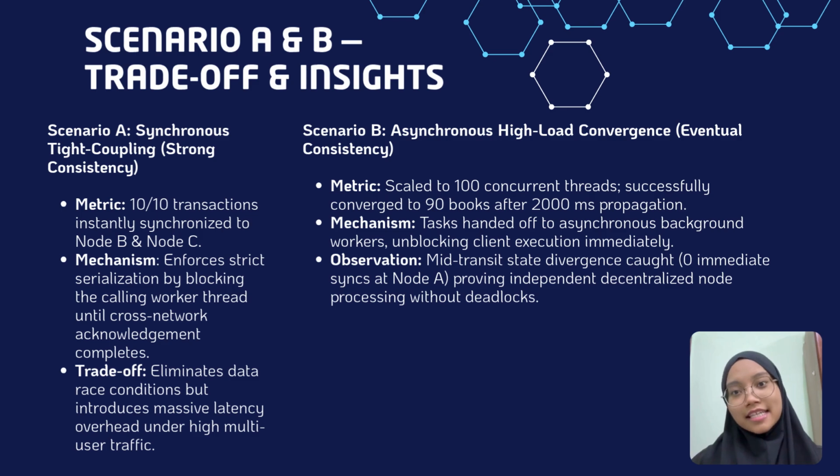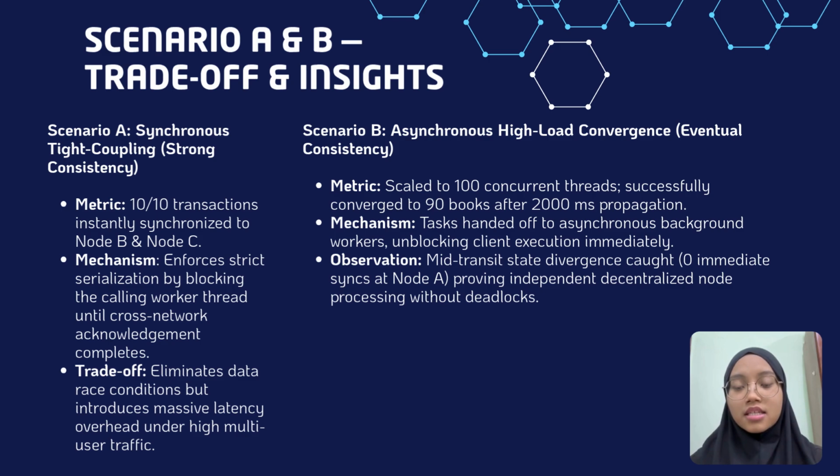On this slide, let's analyze the engineering traits between strong and eventual consistency. In scenario A, we enforce a synchronized tight coupling model. The metric shows an instant flawless 10/10 transaction sync to node B and node C. This is achieved by strict serialization, where the calling worker thread is blocked until cross-network acknowledgement completes. The trade-off is clear. It eliminates data race conditions but introduces massive latency overhead under high multi-user traffic.